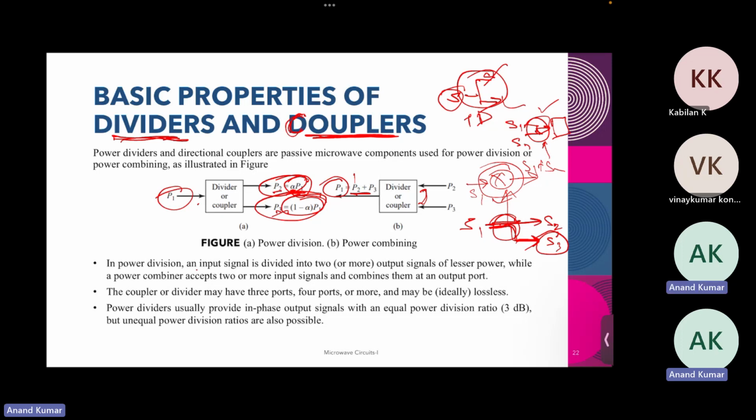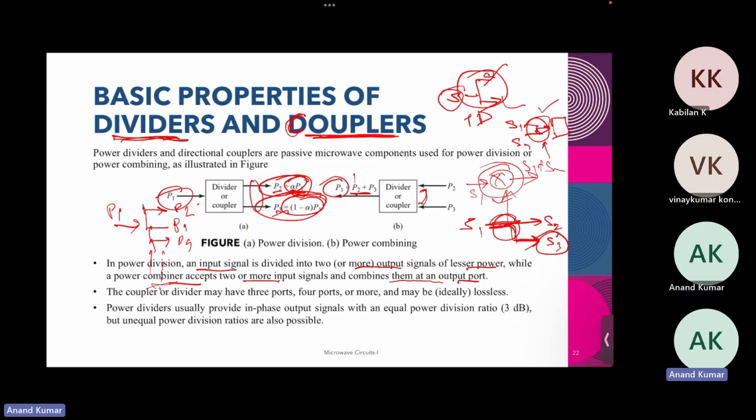So in power division, an input signal is divided into two or more output signals of lesser power, while a power combiner accepts two or more input signals and combines them at the output port. One thing which I missed: this power divider or coupler need not be just that we are sending P1 and it can only be split into P2 and P3. It can be split into P4, as many terminals as you want.